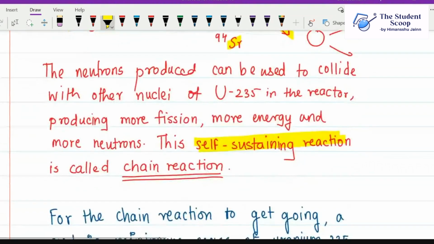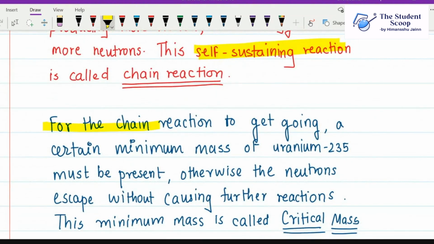For the chain reaction to go on, there is a minimum mass of uranium-235 that is required to be present, so that the neutrons do not escape without creating further reactions. That minimum mass is what we call the critical mass. Below critical mass, there are not enough uranium atoms in that confined space for a nuclear chain reaction to be sustained for a long enough time.